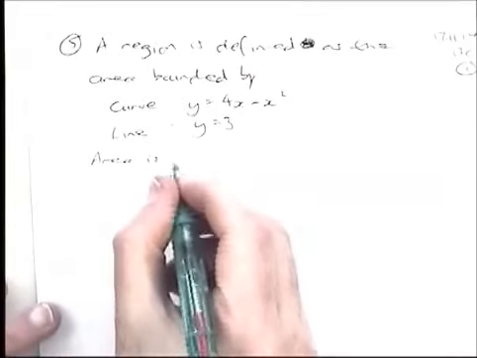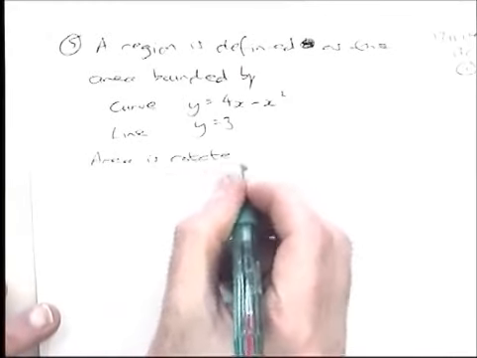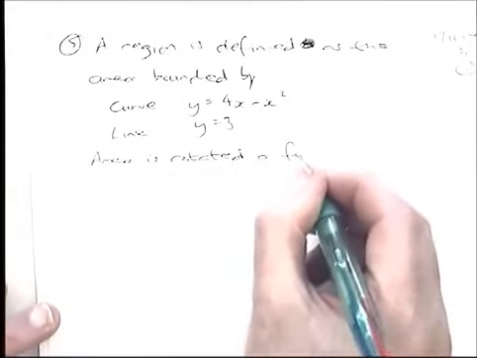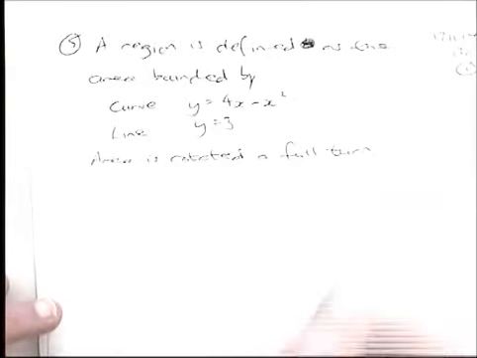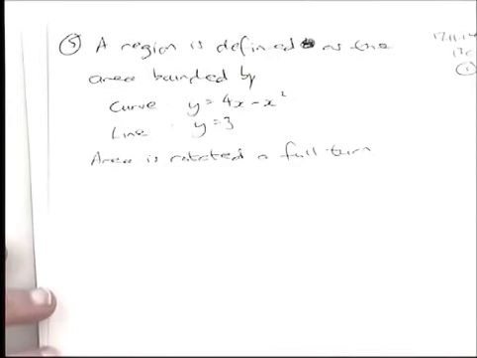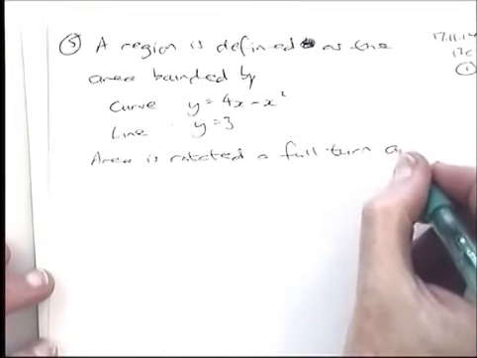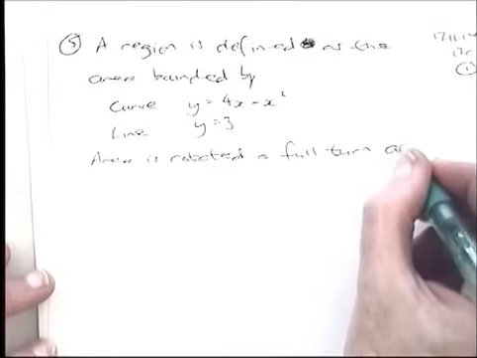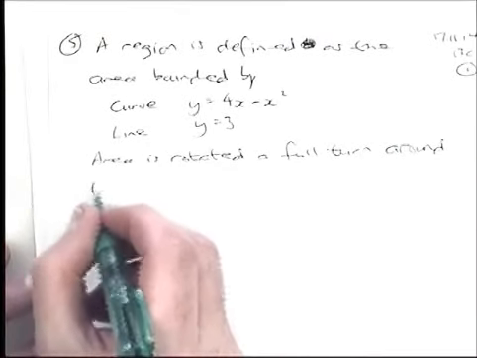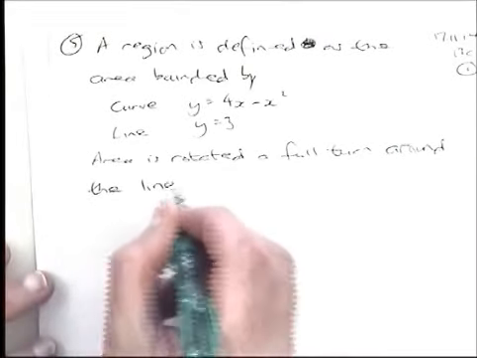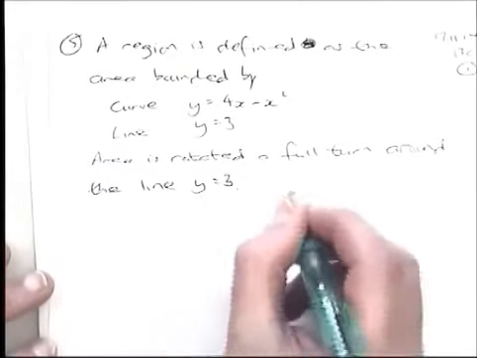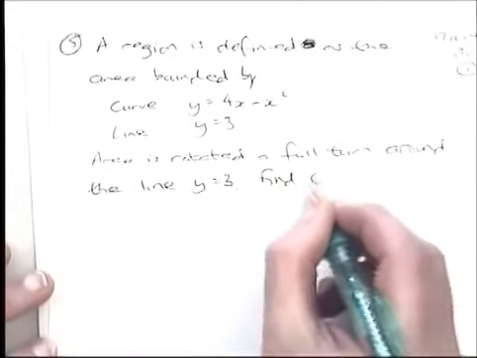The area is rotated 1 full turn. How else could I say 1 full turn? You have 2 other ways I could say that. 360 degrees or 2 pi radians, yep, okay. Rotated a full turn around the line y equals 3. Find the volume.